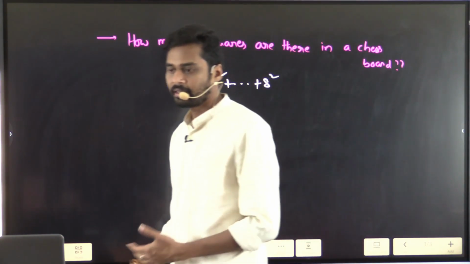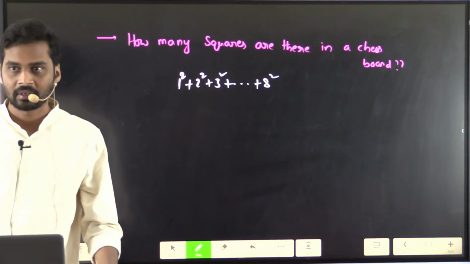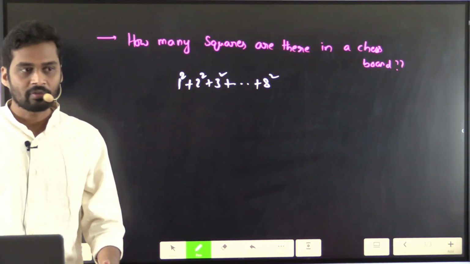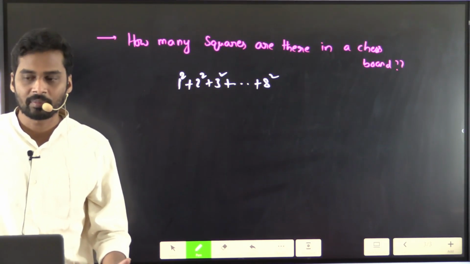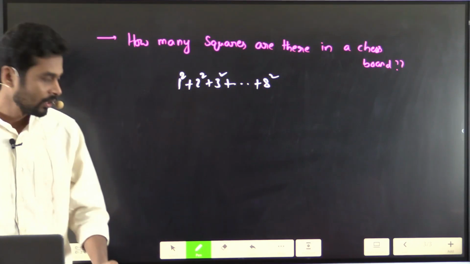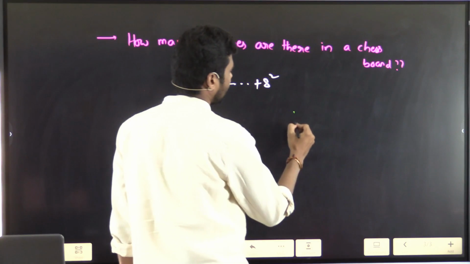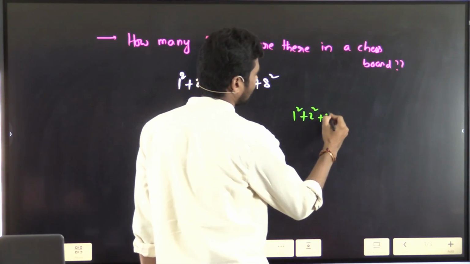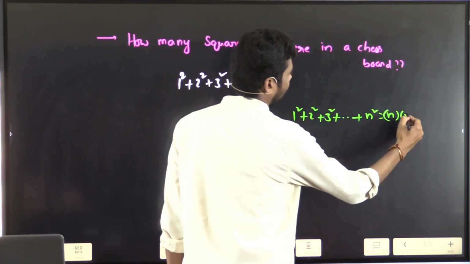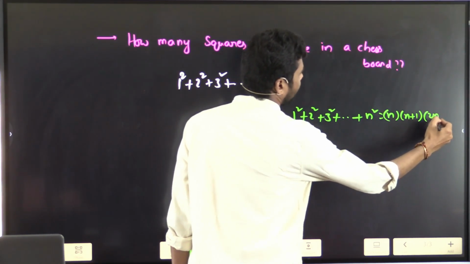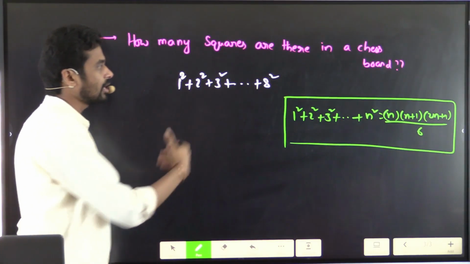Okay, so either you can add the numbers like 1 plus 4 plus 9 after taking each and every number, or otherwise, we also have a formula related to this one. So the sum of the squares of the first n natural numbers. So what is the formula? If you remember the formula, please tell me that formula. The formula for the sum of the squares of n natural numbers is n into n plus 1 into 2n plus 1 divided by 6.